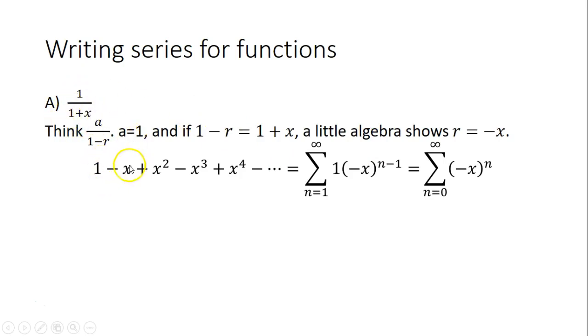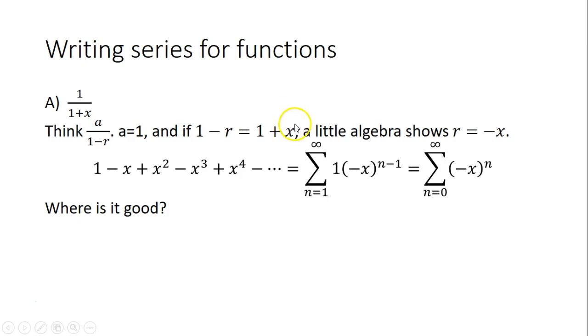We have 1, then a negative x, then a positive x squared, then a negative x cubed. This is an alternating series, right? Because our r is negative. If you think about the sigma notation, this is the geometric standard that we've used before: we have our first term times r to the n minus 1. But if you wanted to start at 0, you could just do negative x to the n. That would give us 1, then negative x, then positive x squared, then negative x cubed. That would work out just fine.